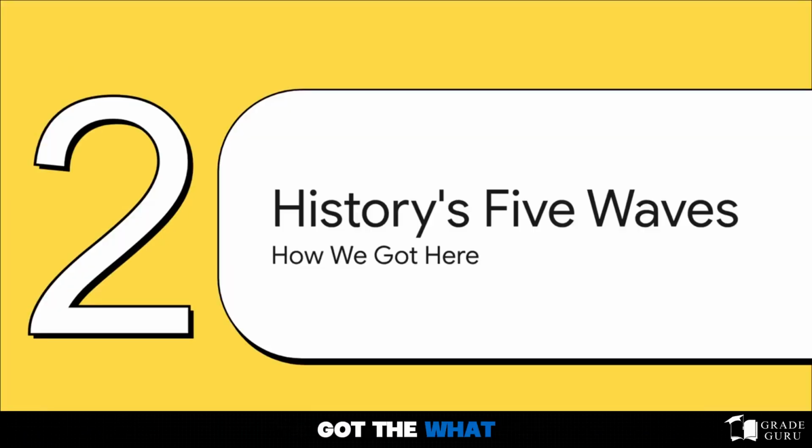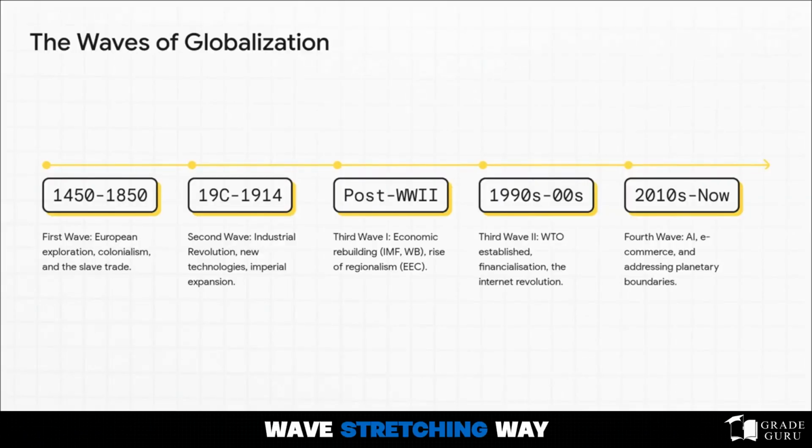Okay, so we've got the what. Now let's talk about the how. How did we even get to this point? We can break down the history into 5 big waves. So the first wave, stretching way back to 1450, was all about European exploration and colonialism. Then comes the second wave, kicked off by the Industrial Revolution, really supercharging things until World War I.